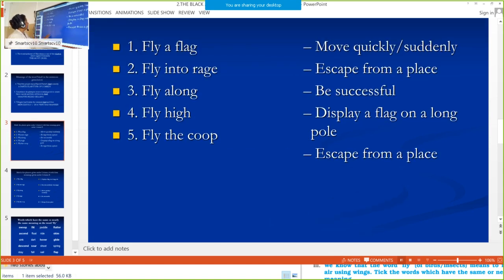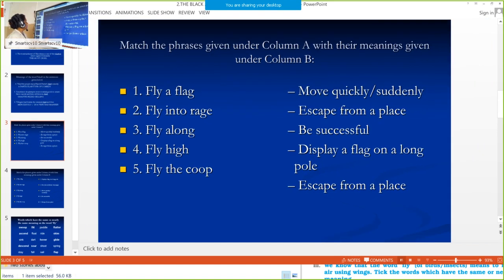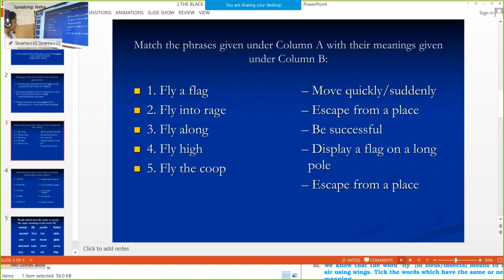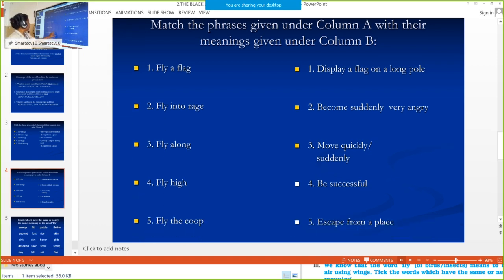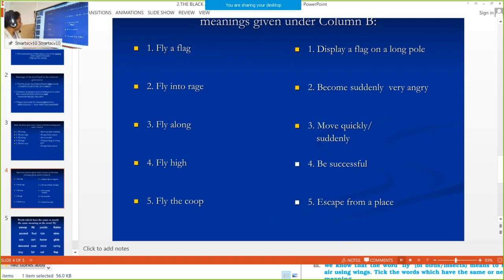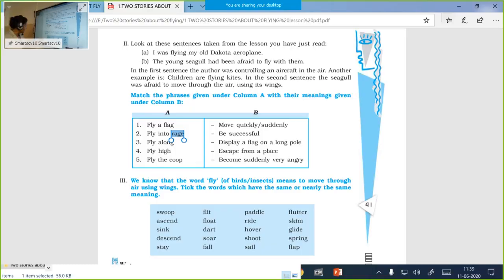You get the right answers here. To fly a flag means to display a flag on a long pole. Fly into rage, become suddenly very angry. Fly along is moving quickly or suddenly. Then fly high means to be successful. And fly the coop, to escape from a place.